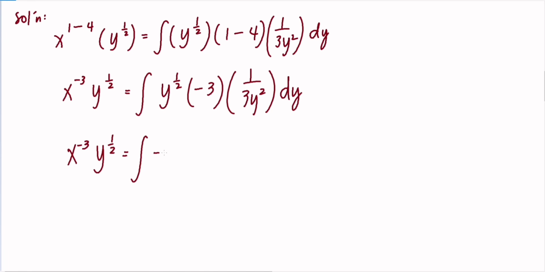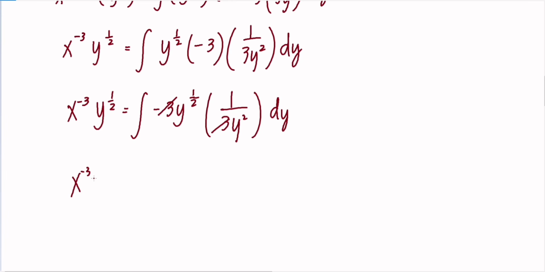So x raised to negative 3, y raised to 1 half equals the integral of y raised to 1 half times 3 is negative 3y raised to 1 half. Ayan, times 1 over 3y squared dy. So, cancel to guys, oh. Ayan, matitira negative 1, di ba? So, x raised to negative 3, y raised to 1 half equals negative 1 times 1 is negative 1 over y squared, so nandun sa taas si y raised to 1 half over y squared. So, bali ganyan siya guys, dy, no? Yung 1 nandyan. Kasi, 1 na. Wala na tayong numerical coefficient eh. Okay? So, y raised to 1/2 over y squared.